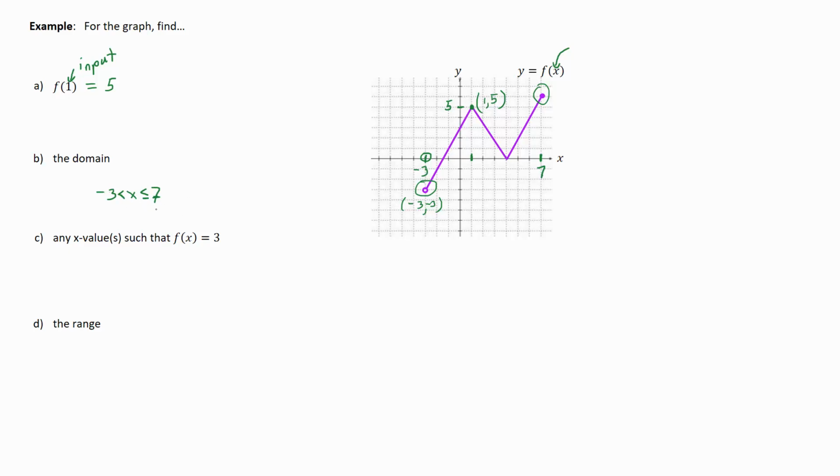The domain then is -3 is less than x, which is less than or equal to 7. In other words, x is between -3 and 7, not including -3, including 7. Now, we use more notation than just inequality notation. We use what's called set builder notation to express this domain.